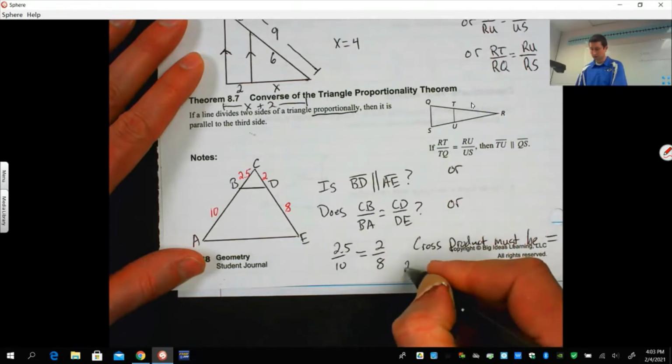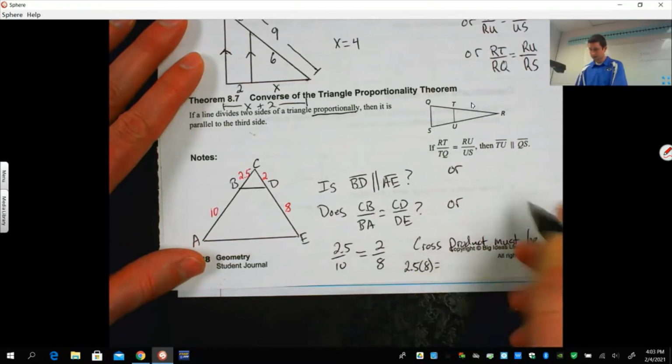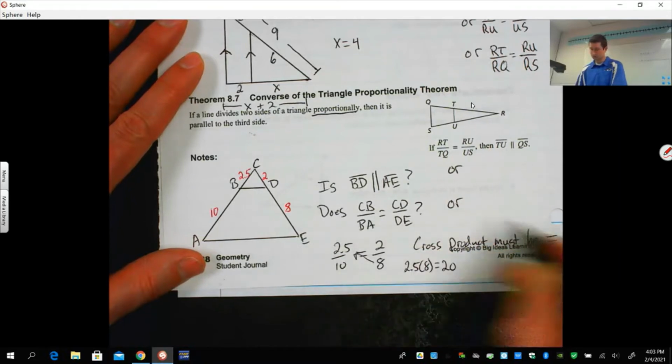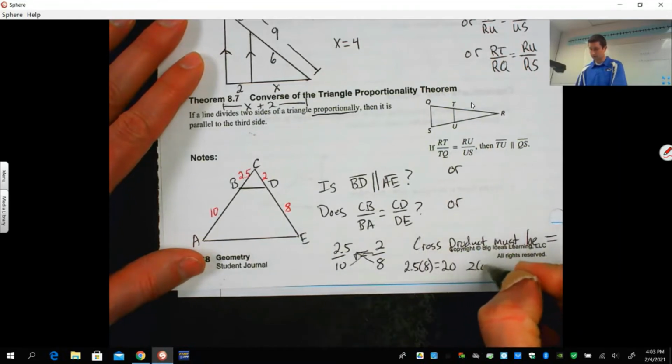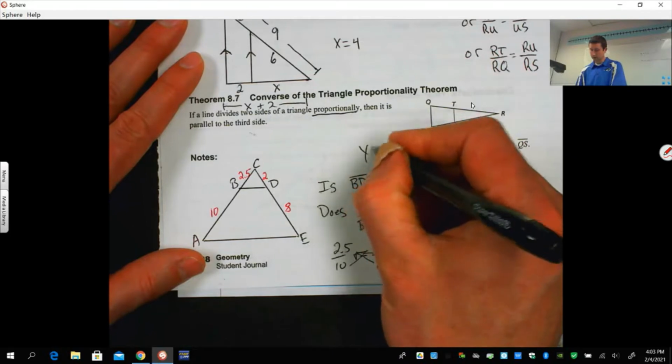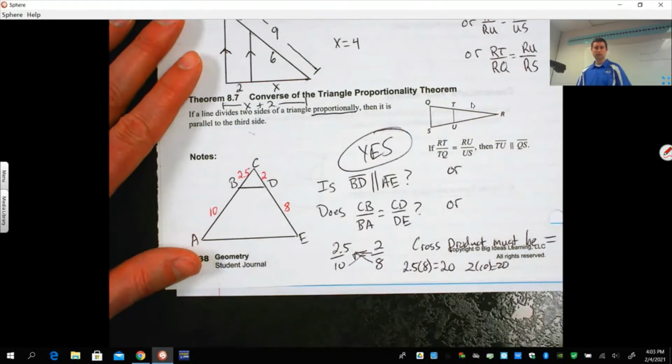So I'm going to take 2.5 times 8. That's going to give me 20. Then I'm going to take 2 times 10, and that gives me 20. So are they parallel? We would say yes, they are parallel, up there on top.